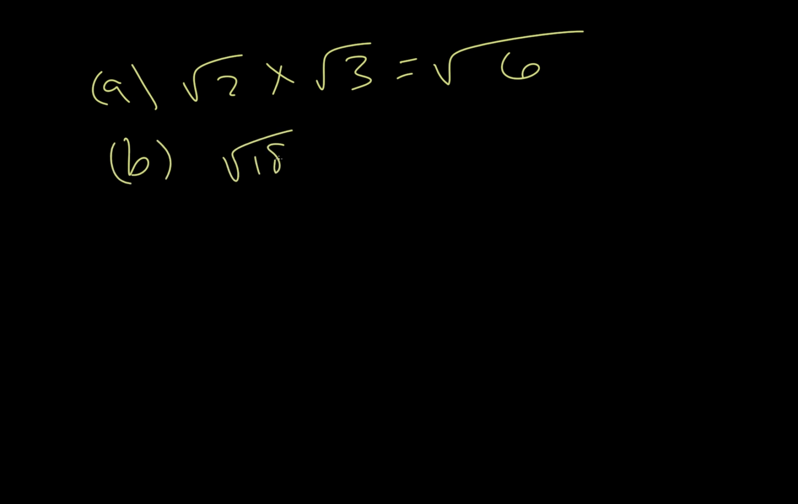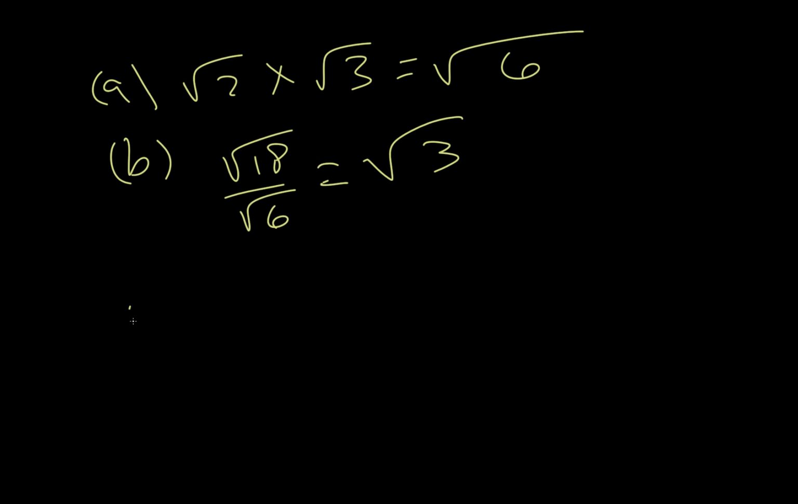The next one is square root of 18 over the square root of 6. And we just divide those like normal. So 18 divided by 6 is 3. Since they're both under a square root, it needs to stay under a square root, and that is a surd. Now we're going to move on to example 2.